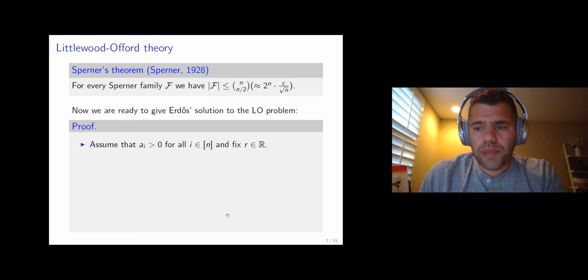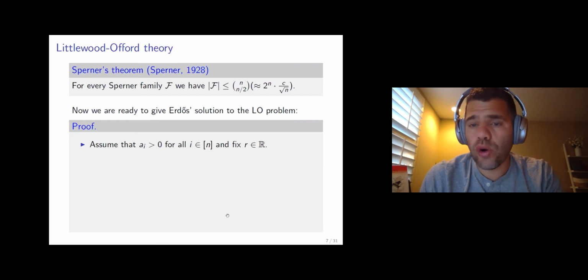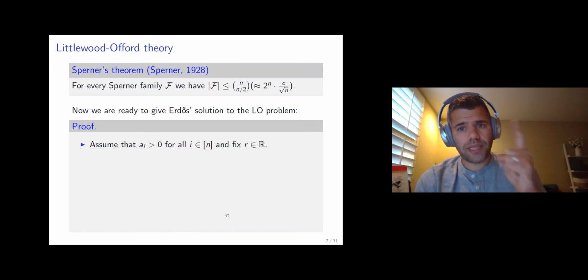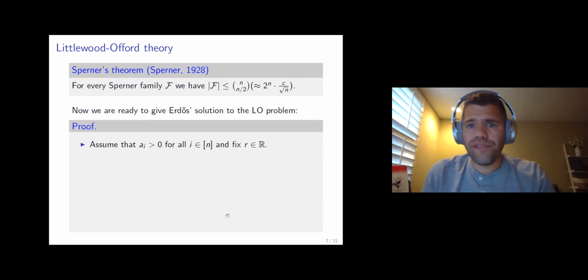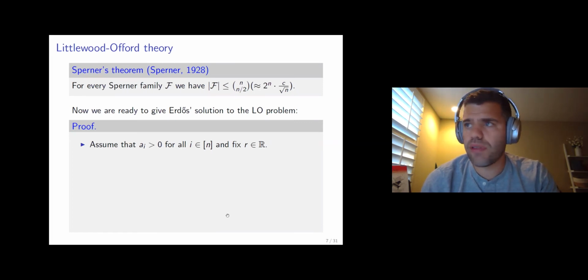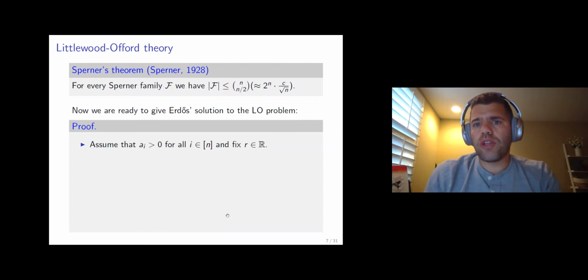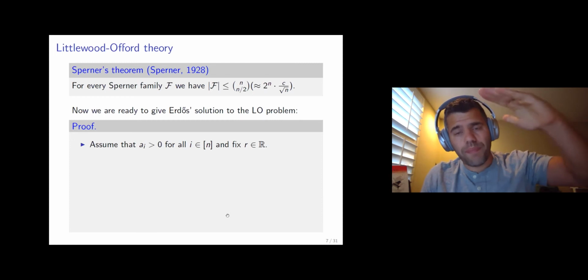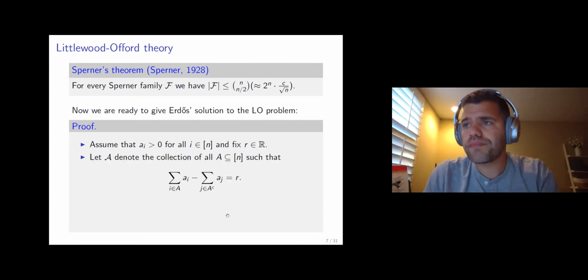So let me recall the setting. We have a vector of AIs, A1 up to AN, all of them non-zero. First reduction: we are looking at a linear combination, the sum of AI xi, where all the xi are plus or minus 1 independently at random. So we can assume that all the AIs are positive because it doesn't change the probability, since we have a signed sum and everything is uniform. So let's assume that all the AIs are positive and fix some target real number R that we want to hit, and we want to upper bound the probability to hit this number.